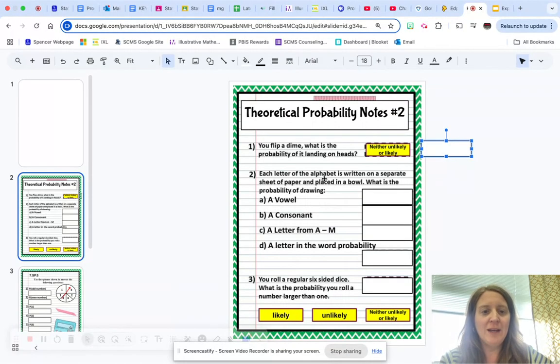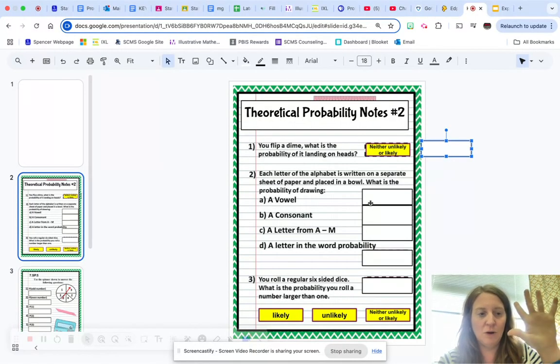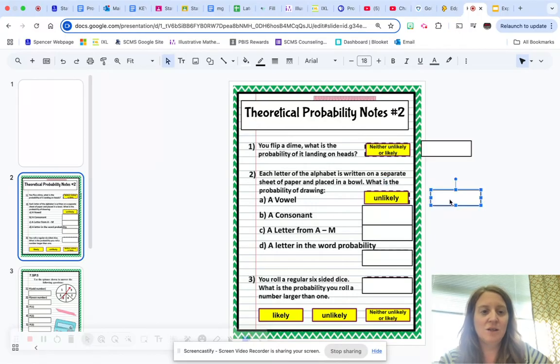Each letter of the alphabet is written on a separate piece of paper and placed into a bowl. What is the probability of drawing a vowel? Well, vowels are A, E, I, O, or U, so only 5 out of the 26, so this would be unlikely. But a consonant is all the rest of them, so it'd be 21 out of 26, which would be likely.